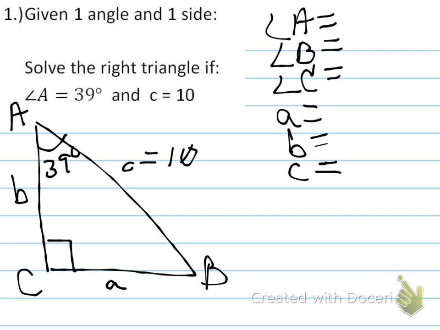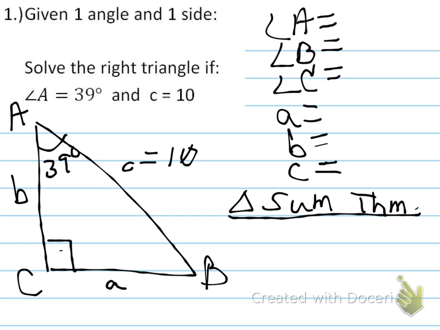So using the Triangle Sum Theorem that we talked about in class, all three angles in the triangle should add up to 180. And I know that this one is 90. I know my other one is 39. So now I need to figure out what B is. So I take 180 and I'm going to subtract 90 degrees, and I'm going to subtract 39 degrees.